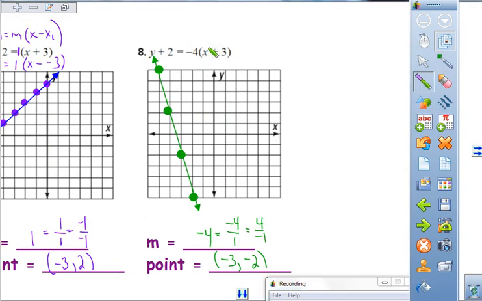So I notice that my slope is negative 4, so that gives me negative 4 over 1, or 4 over negative 1. So it doesn't matter if the negative is on top or on the bottom. Then I'm looking for my coordinate. So I get a negative 3 and a negative 2 for my point. So that's where I start on the graph, and then I can apply my slope. Down 4, forward 1. Or I could go up 4, backwards 1.